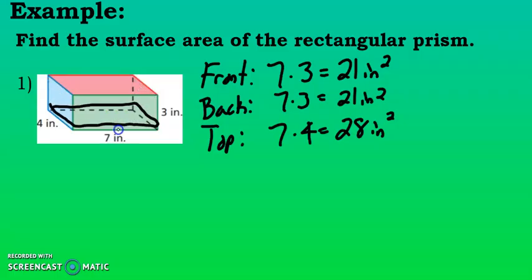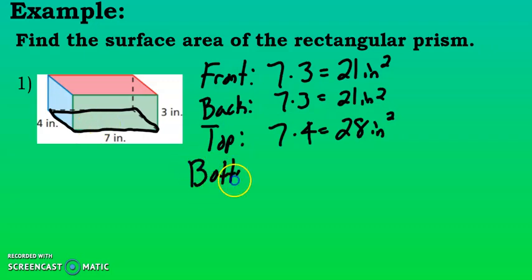Now I'm going to do the same thing for the bottom. This one's a little easier to see, so we're going to label that bottom. This one's also 7, and it's also 4 because from the front to the back it's 4, from side to side it's 7. So 7 times 4, which is 28 inches squared. So we have 4 of the sides, 2 more to go.